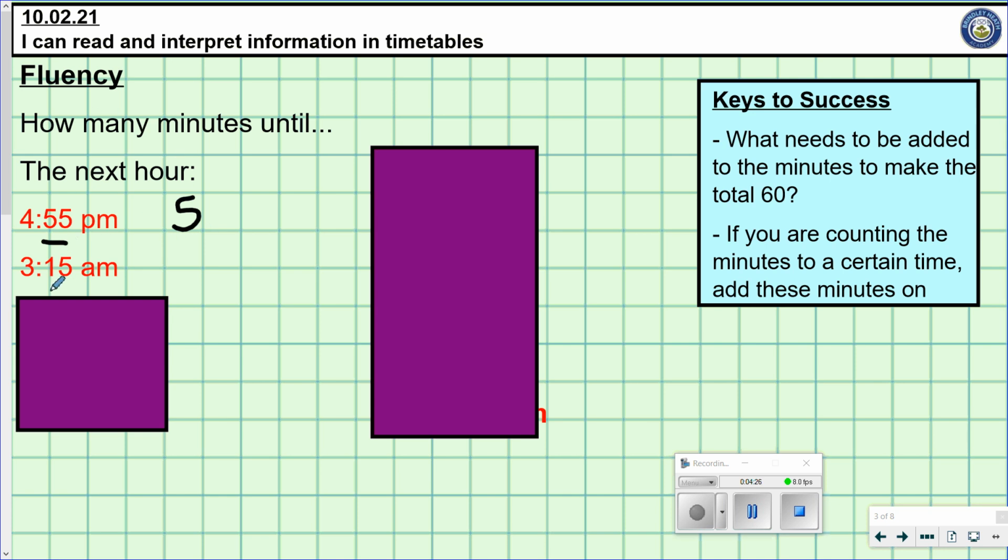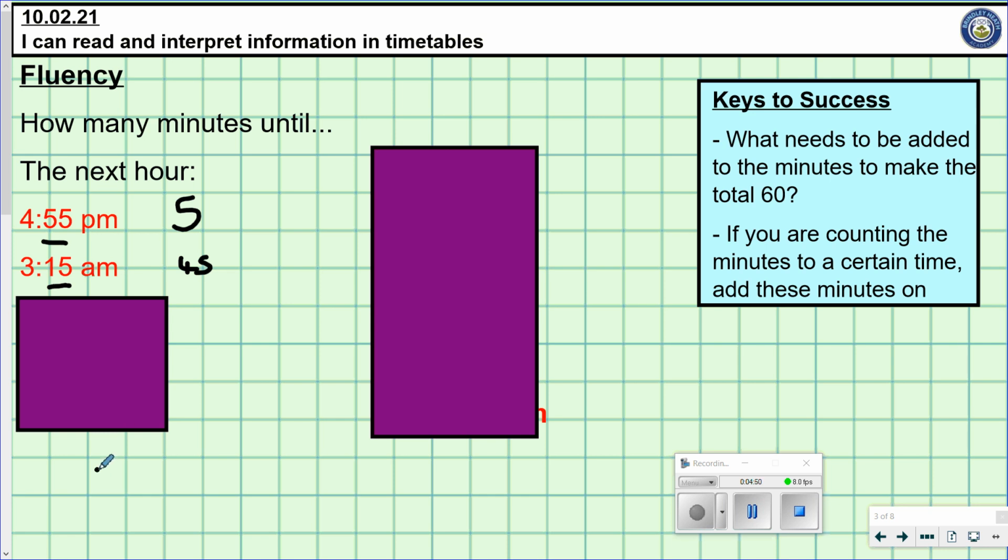Okay. The next example, it's 3:15 a.m. My minutes then is 15. I've got to ask myself that same question. What needs to be added to the minutes to make 60? This time around, well, it's 45 that needs to be added. 45 more makes 60, which makes it the next hour.